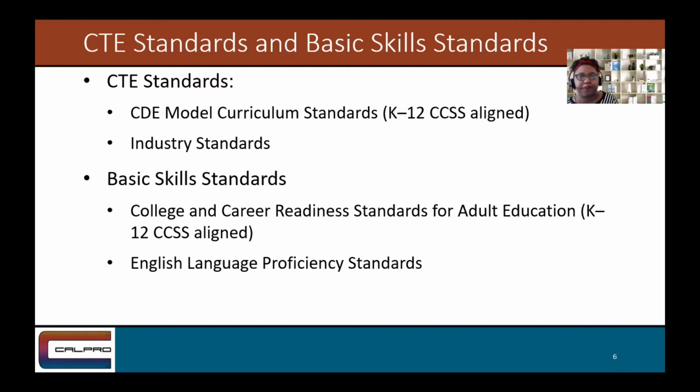So when we think about basic skills standards, we're talking specifically about the college and career readiness standards for adult education. Those are K through 12 Common Core state standards aligned. A lot of you know that already because it's in your textbooks and things of that nature. Then they also connect to the English language proficiency standards.